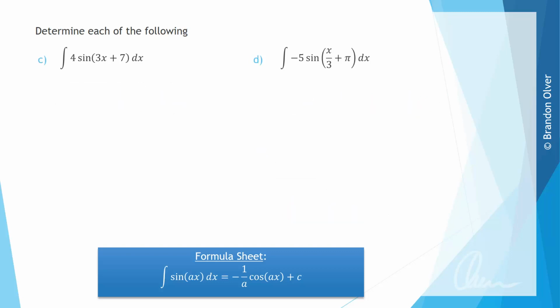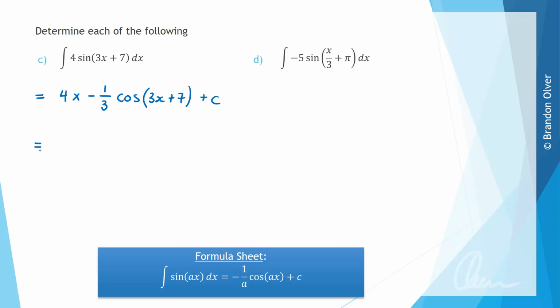For part C, we have the integral of 4 sine of 3x plus 7 with respect to x. And the good thing here is, as long as the inner function, the 3x plus 7 in this case, is linear, our same formula applies. So this is simply going to equal 4, which is the constant that's multiplying the sine function, multiplied by -1 over the a value, which is the coefficient of x, so it's going to be times -1/3, and then we're going to have cosine of 3x plus 7 plus c.